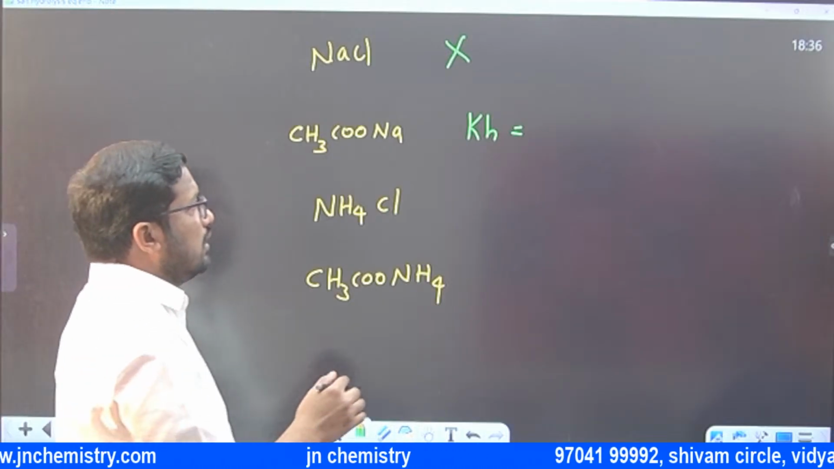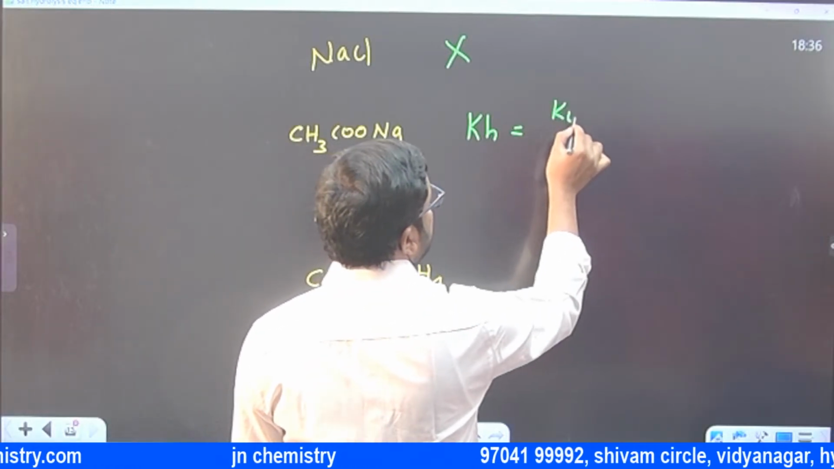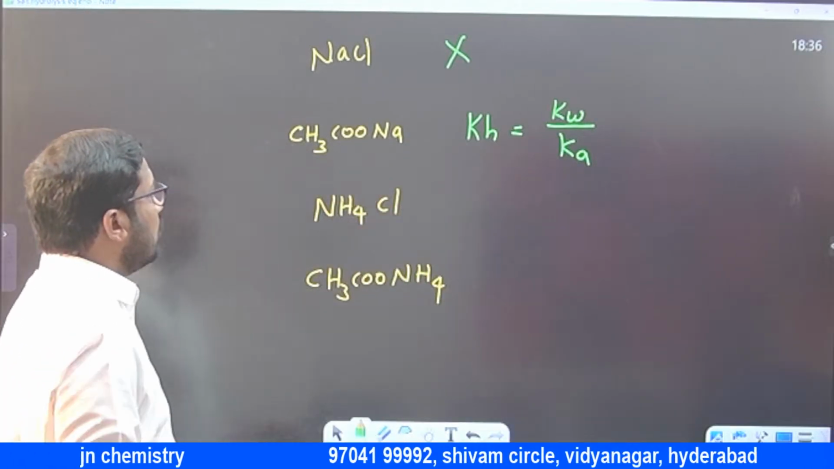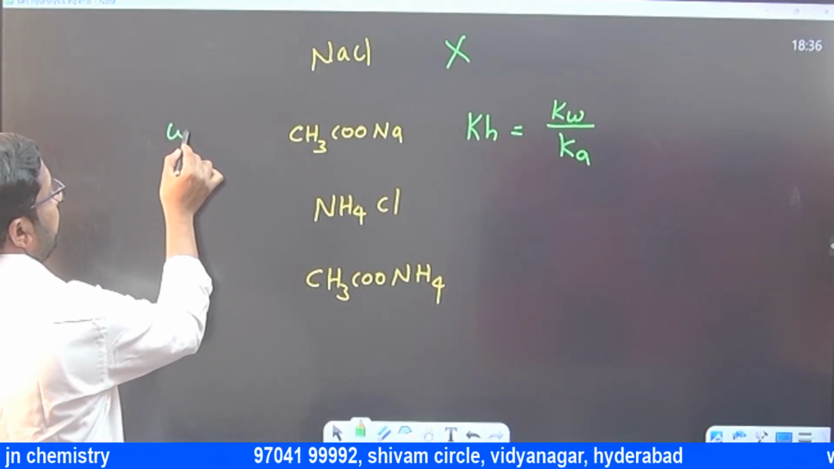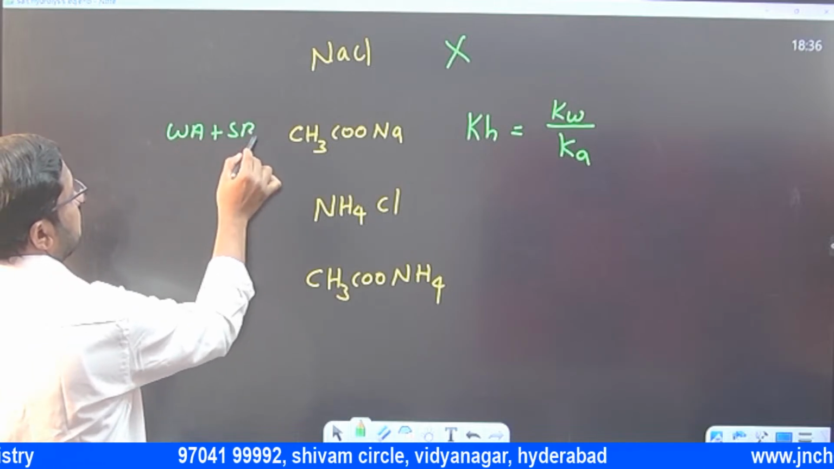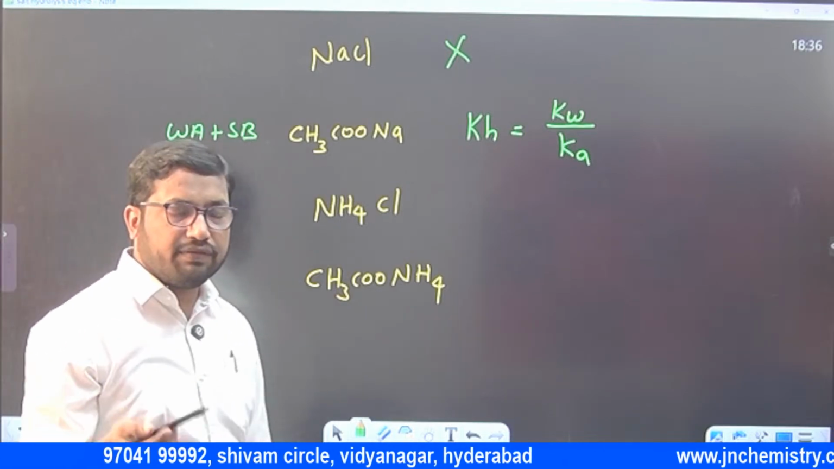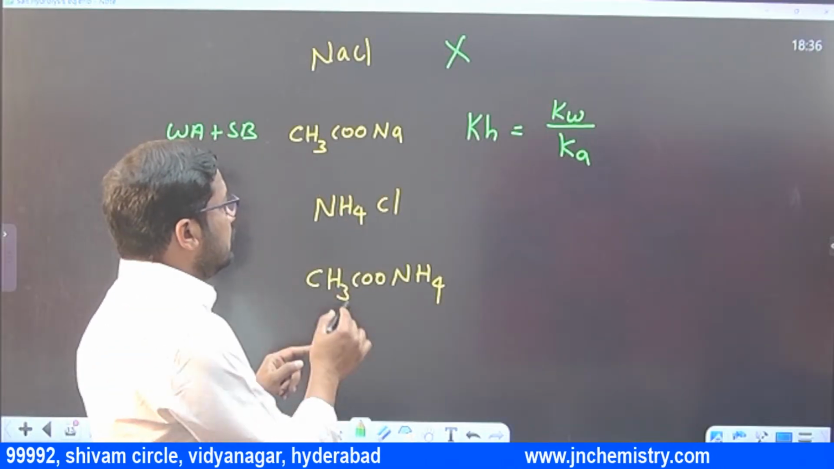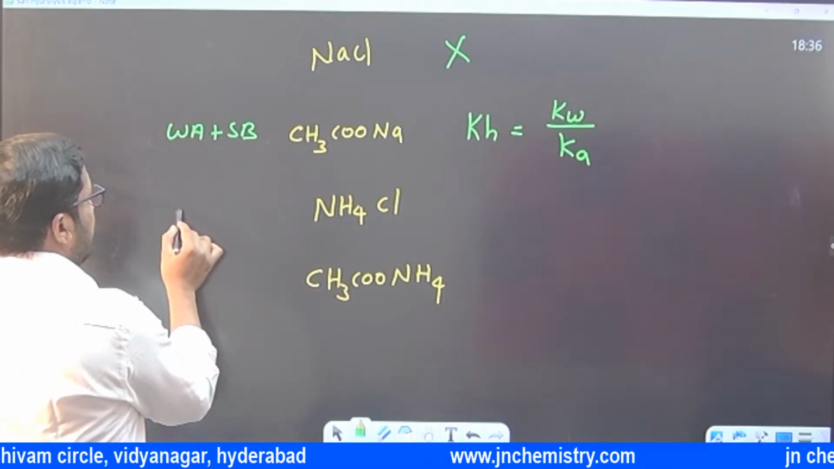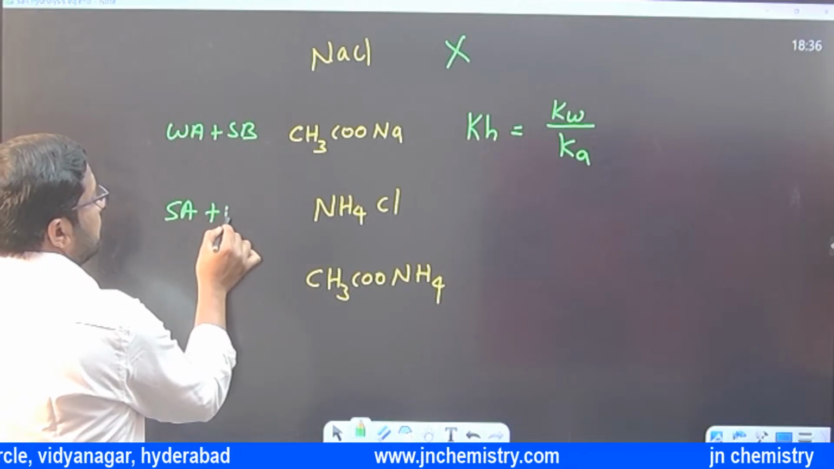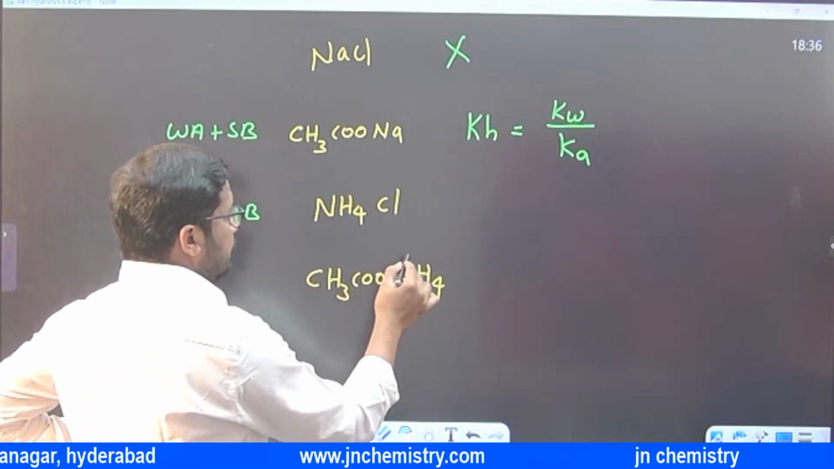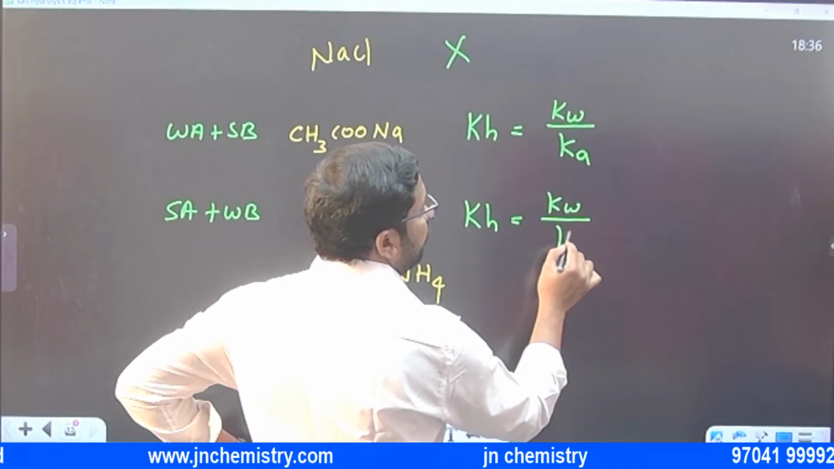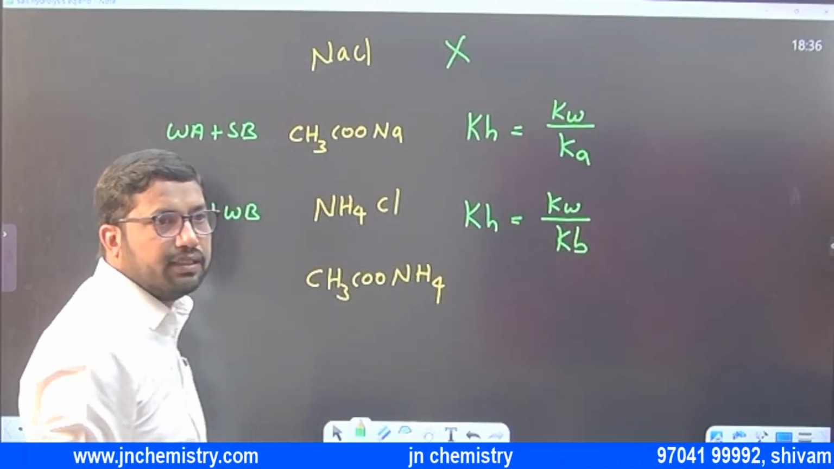Right? Kw by Ka, because this is a salt of weak acid plus strong base. Weak acid, Ka is defined for weak acids, of course. So by saying that Ka, in this case, this is a salt of strong acid plus weak base. In this case, KH is equal to what? Kw by Kb. Don't memorize the formulas. By default, we'll get that.